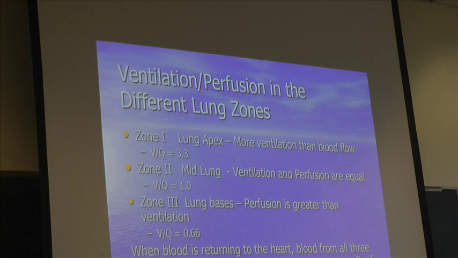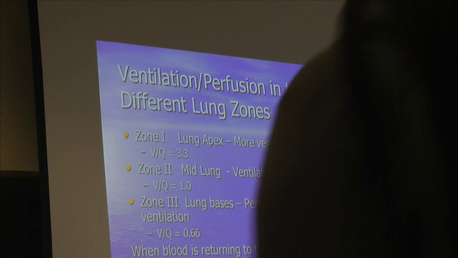In zone two, the mid lung, so that would be like the middle lobes in that area, it says that ventilation and perfusion are equal. So if we compare the two, we've got the same amount of ventilation as we do perfusion, and we come up with a ratio of 1.0. So again, the number isn't memorized, but it just tells you that it's equal.